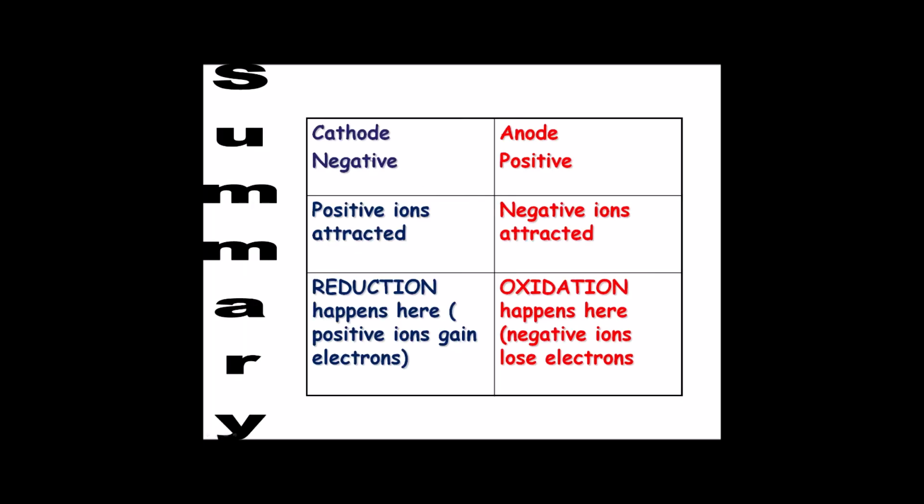Quick little summary then. Cathode is negative, anode is positive. Positive ions get attracted to the negative cathode, negative ions get attracted to the positive anode. Reduction happens at the cathode because the positive ions gain electrons, okay? And that's our discharge because it's losing the positive charge. The oxidation happens at the anode because the negative ions lose electrons.